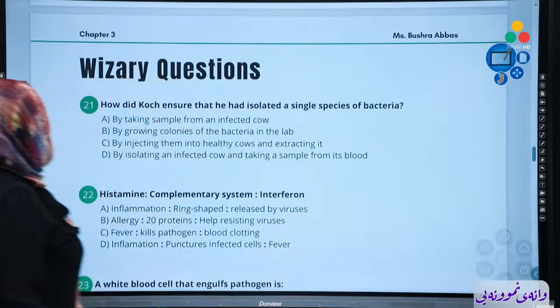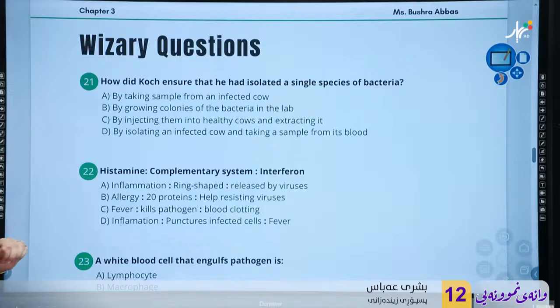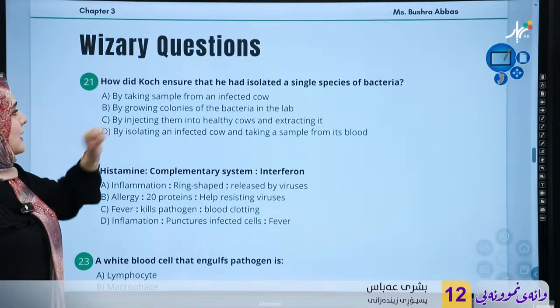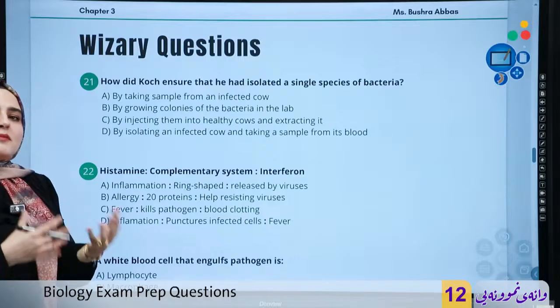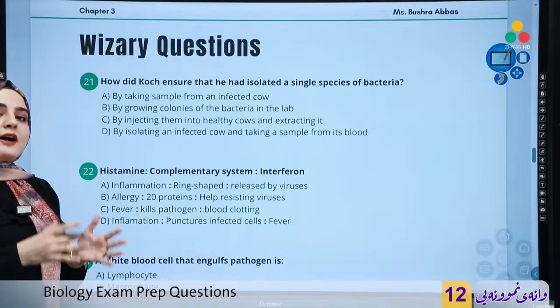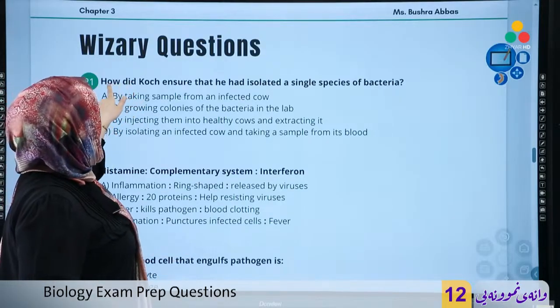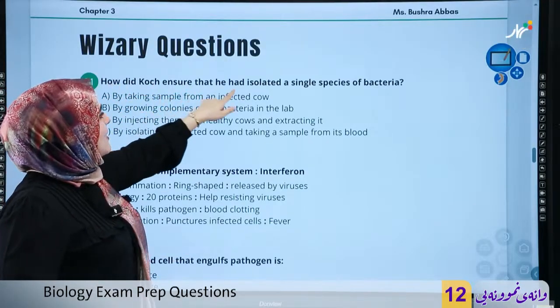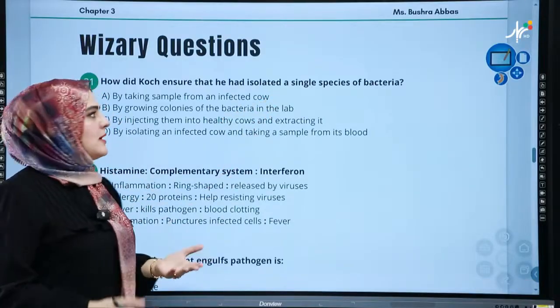Let's move on. We have question 21 here. It's talking about Koch. You know that he's a scientist who developed a method called Koch's postulates in order to find out about microorganisms. So what did Koch do? How did Koch ensure that we had an isolated single species? We're not talking about the steps here.